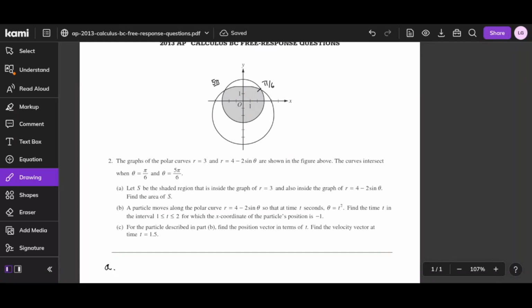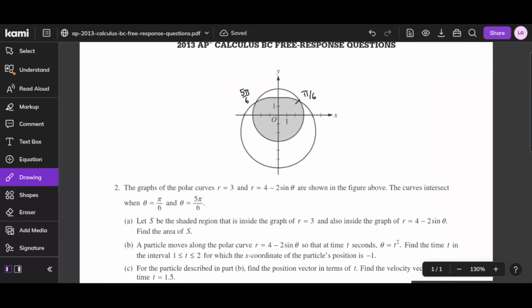If they did not give us this, you could also set the two curves equal to each other and solve for theta. Now, question A asks us for the area of the shaded region within the graphs of both curves. So to solve this, we are first going to separate them into two sections. The first section in green is the part where 4 minus 2 sine theta is closest to the center, and the second part is where r equals 3 is the graph closest to the center.